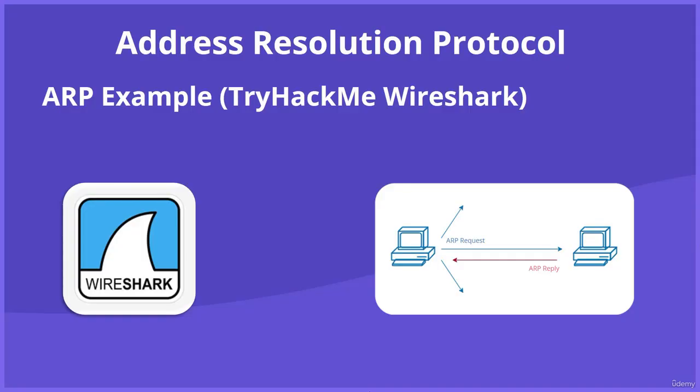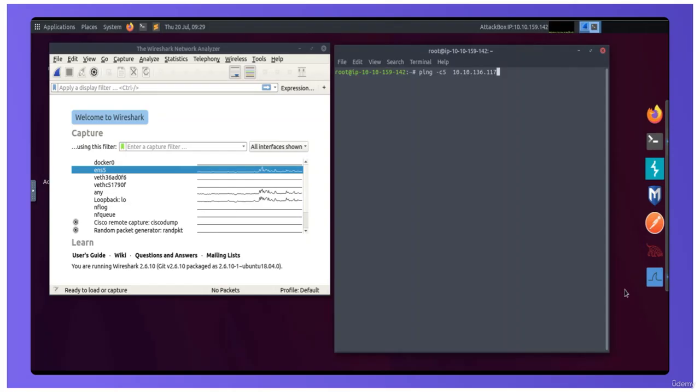Hello, my friends. We're going to analyze the ARP protocol with Try Hack Me Wireshark. So let's go ahead and observe a few more of the detailed results. From the IP address of 10.10.159.142, our very own computer, let's send 5 ping messages to a computer with an IP address of 10.10.136.117. It's going to be a different computer on this same network.